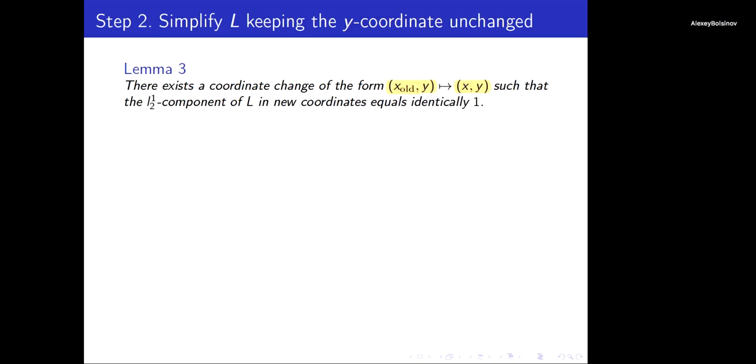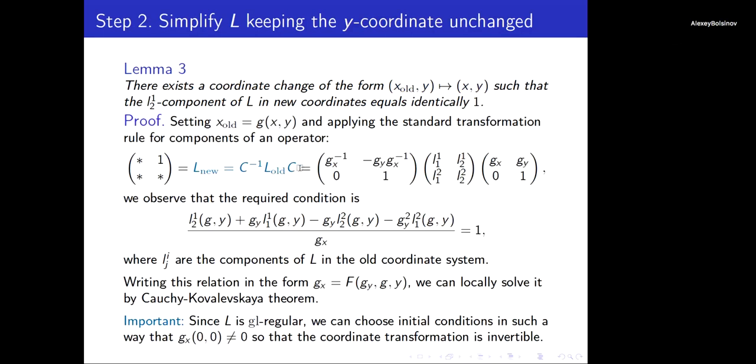The proof is again very natural somehow. I have my matrix L in the form it is. I don't know what it is, just some L. If I change variables, then the new L will be defined in this way, where C is the Jacobi matrix. I want this component of L to be equal to one. Now my Jacobi matrix is like this because I do not change y. So the differential of y is just 0, 1, and the differential of x is given by some functions: the partial derivative of g with respect to x, and the partial derivative of g with respect to y. I don't know what they are. I want to reconstruct them.